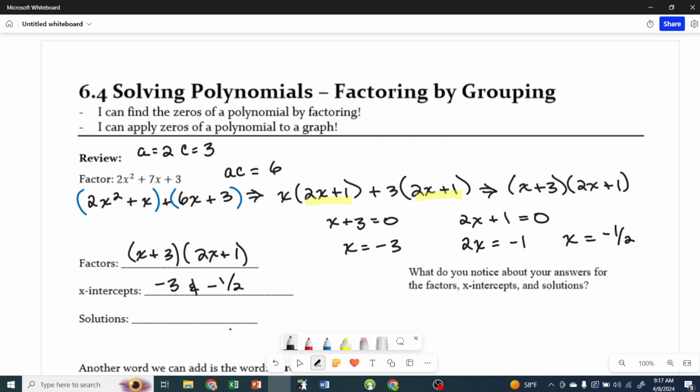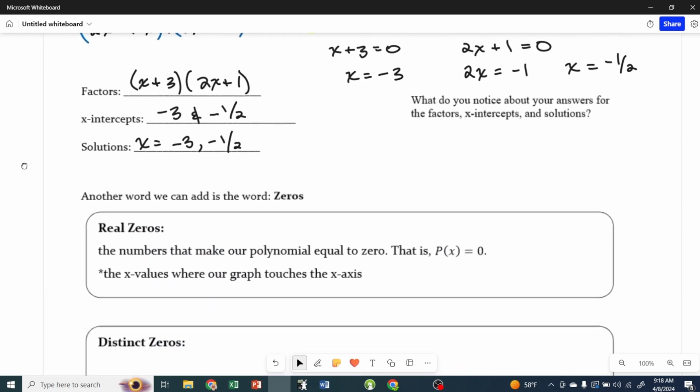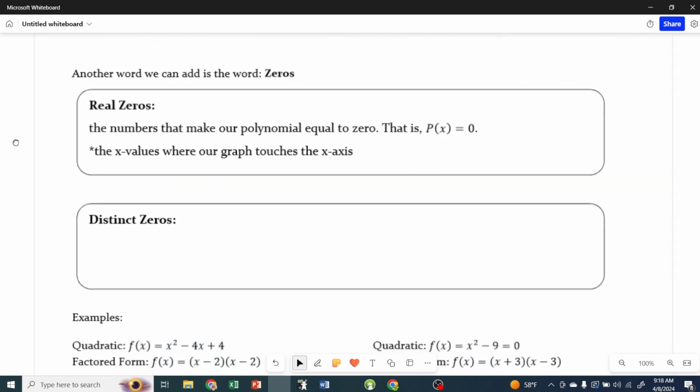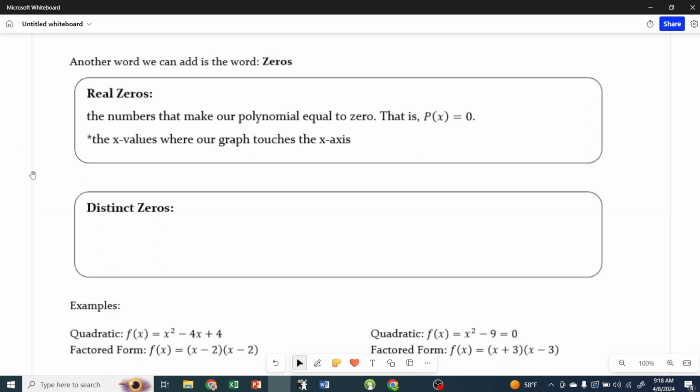So the solutions to this are the x-intercepts. So we would say x equals negative 3, negative 1/2. So another word we can add is the word zeros, right? The number that makes our polynomial equal to 0, that's what's called a zero. So that is that p of x would equal 0. The x values where our graph touches the x-axis.